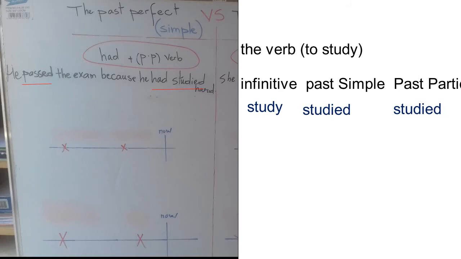Now we will make the timeline. The first action is had studied. So he had studied hard, then he passed the exam. So the first action or event is that he had studied hard, then he passed the exam.